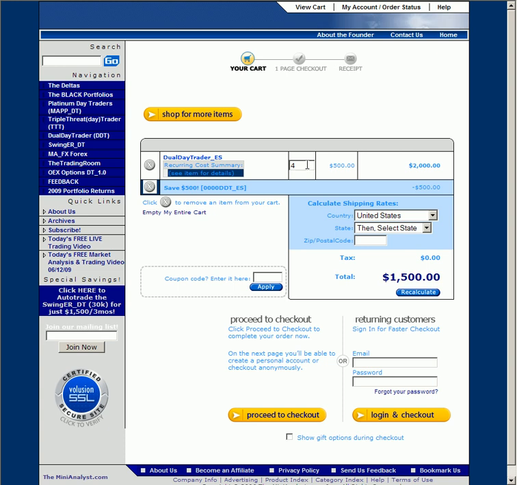$5,000 per unit do we recommend. The margin is actually about $1,000, but we recommend you start with $5,000. So you can run all 4. You can run a $20,000 account with just $1,500 for the dual day trader ES.